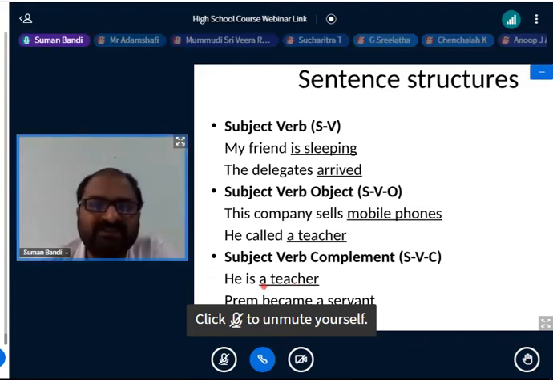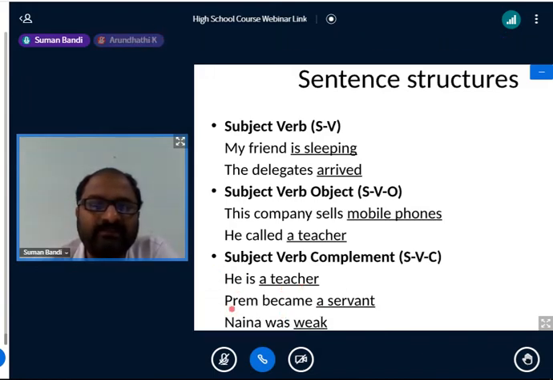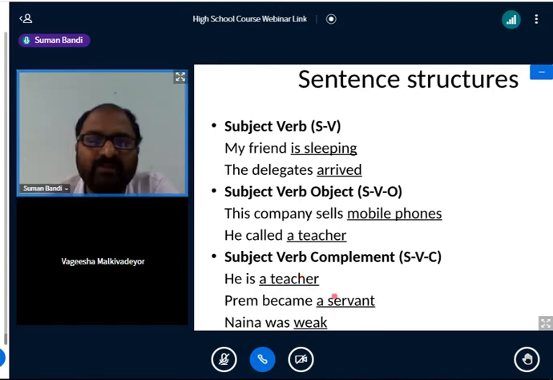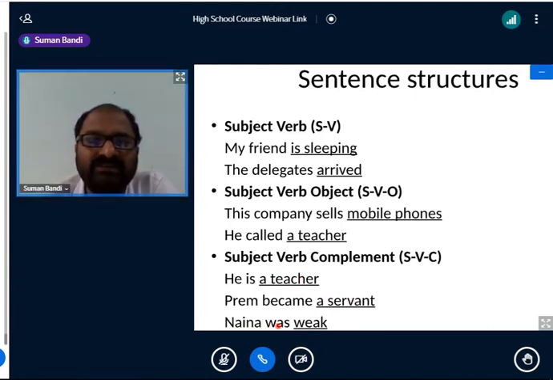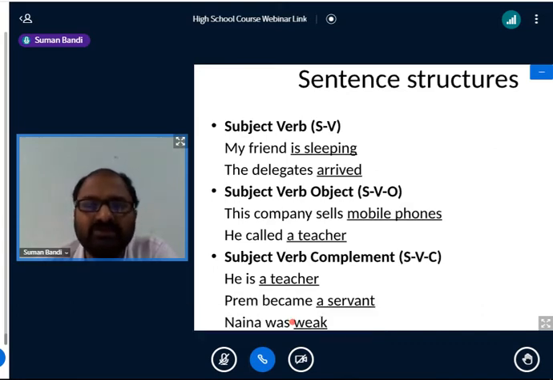So if you can see here, teacher directly refers to he, which is the subject. Similarly, Prem became a servant. Servant is also a noun. Now, servant directly represents Prem. It's not a different person, right? So this is how you identify. You can have complements after the verb. Third sentence is an example of an adjective. Adjectives are also complements. Wherever you get adjectives, they always follow be forms. So they are also complements. Weak refers to Naina, so it is a complement. Okay. I hope it's clear. Shall I move to the next slide?